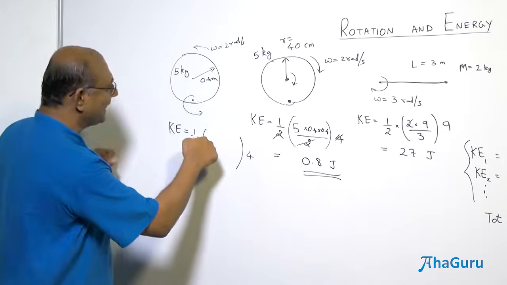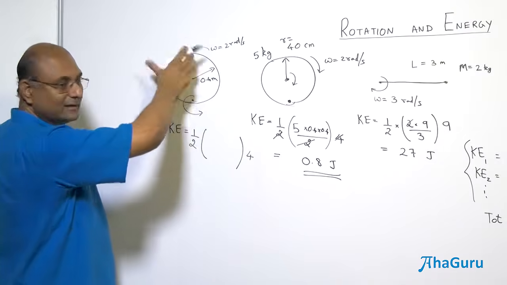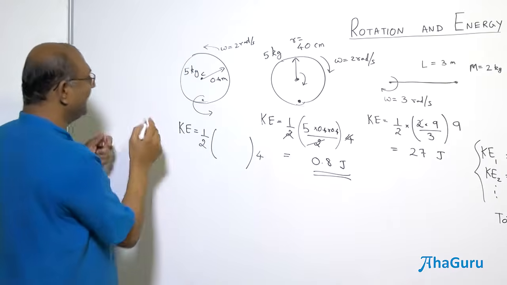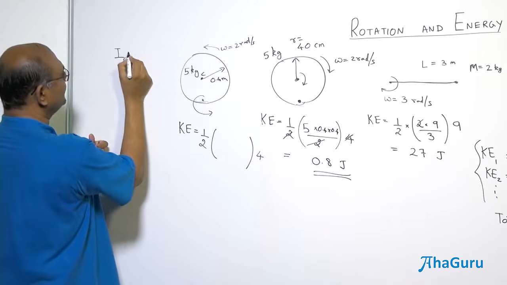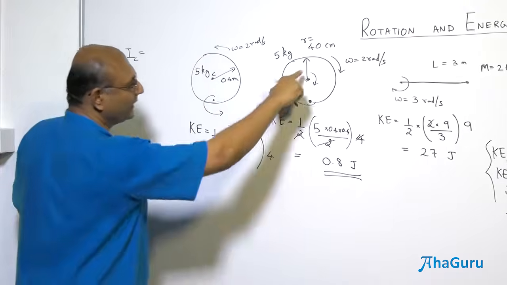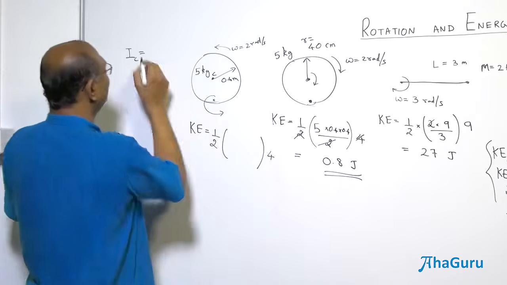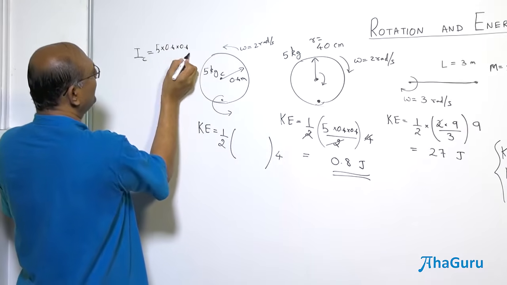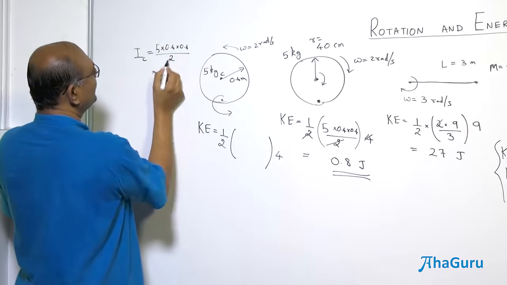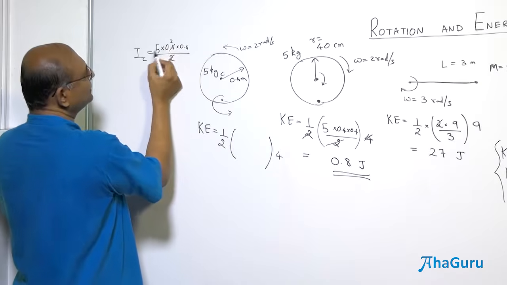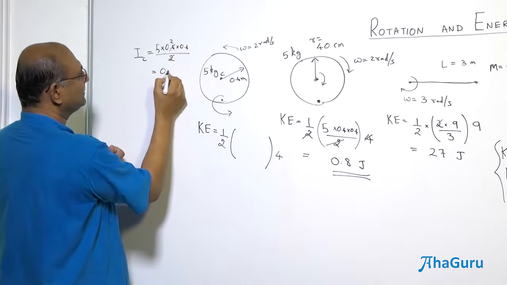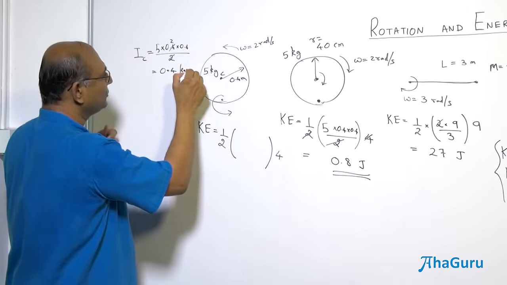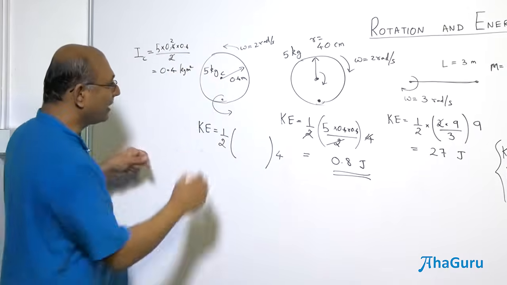But what is I? I for the disk, as long as it was passing through the center, what is the I? Remember, moment of inertia passing through the center is m r square by 2. We have already calculated that: 5 into 0.4 into 0.4 by 2. If I did this, this is 0.2, which is going to give me 1, so the answer is 0.4. That is the moment of inertia passing through the center. But I don't want passing through the center.